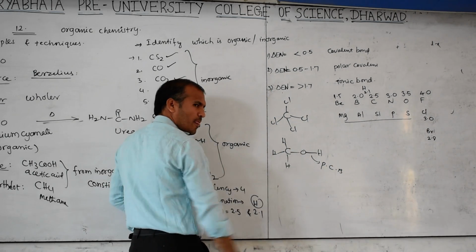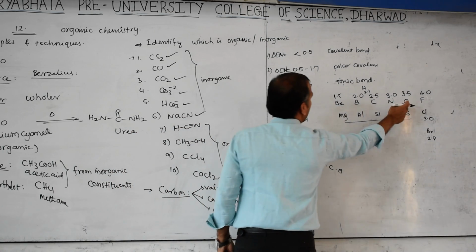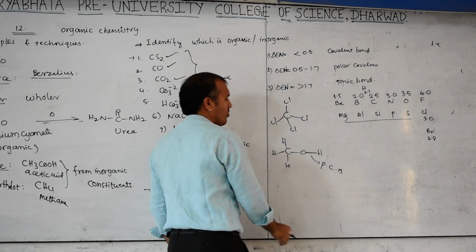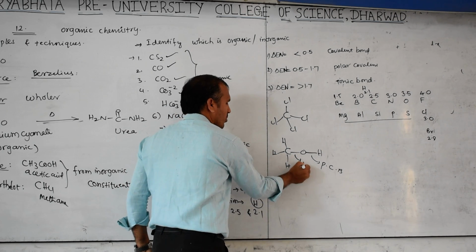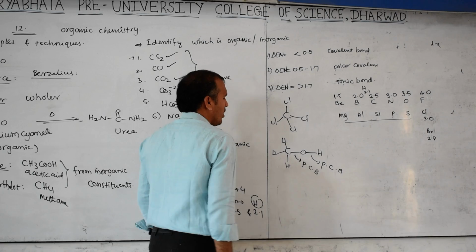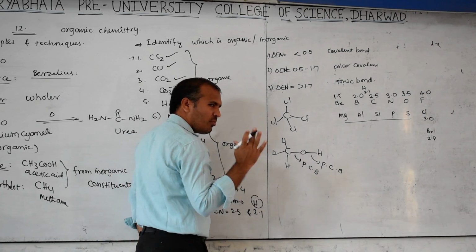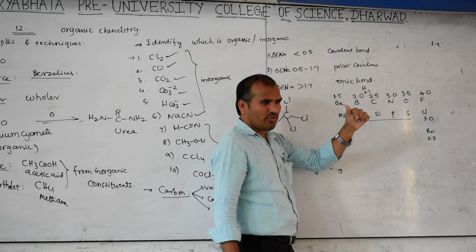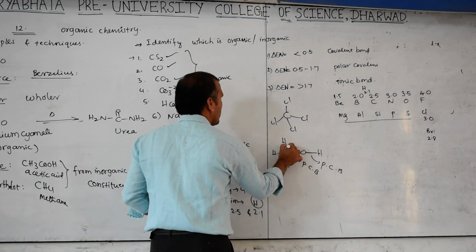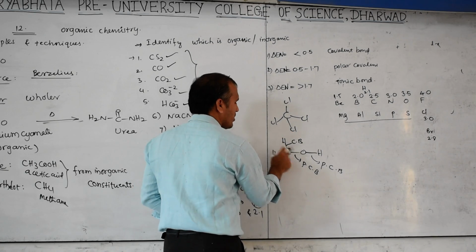This difference, how much is there? 1. 1 means it comes in this category again, polar covalent bond. Now carbon-hydrogen is simple covalent, because how much difference is it? A very small difference, 0.4. So it is just a covalent bond. All these are covalent bonds.